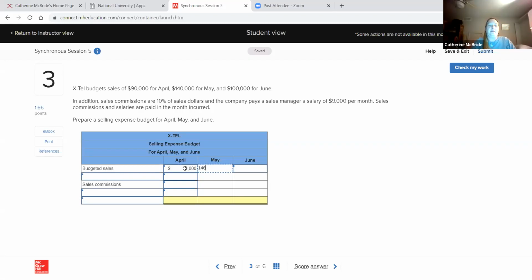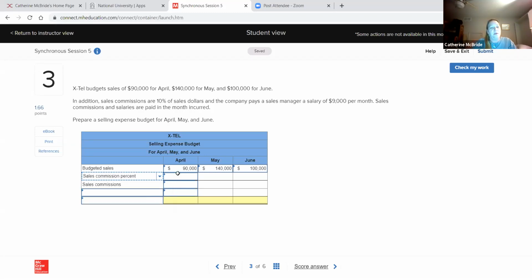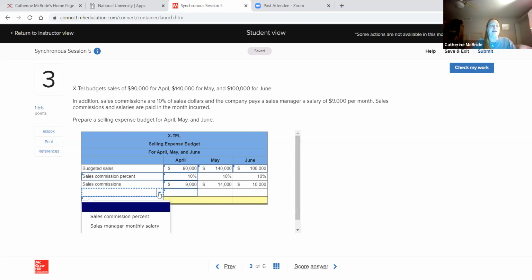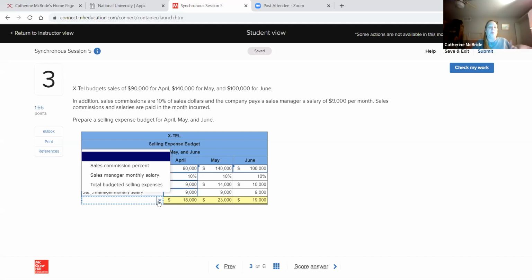This one's easy. And then in addition, sales commissions are 10% of the sales dollars the company pays, and a sales manager salary of $9,000 per month. Okay, made it a percent. So 9,000. Oh, that's nice. And then the sales manager, which is 9,000. And then don't forget the last line, or you'll wonder why. Total budgeted selling expense. That happened to me.